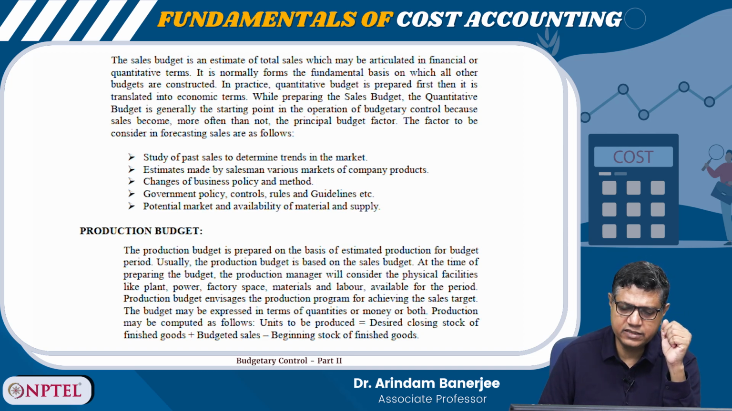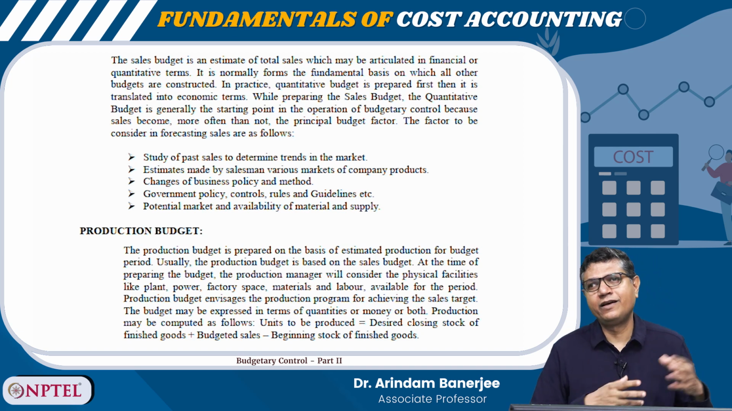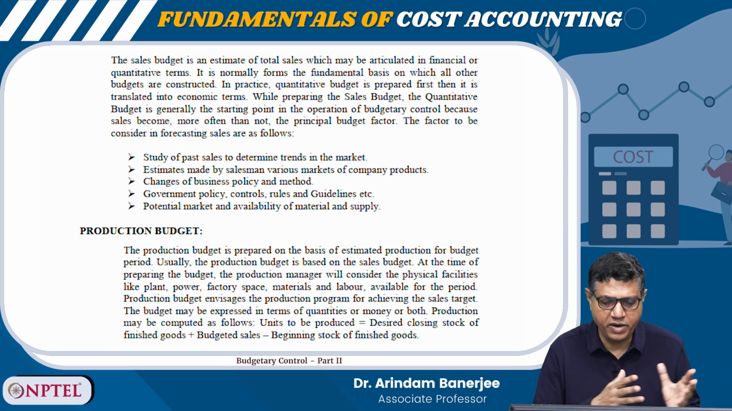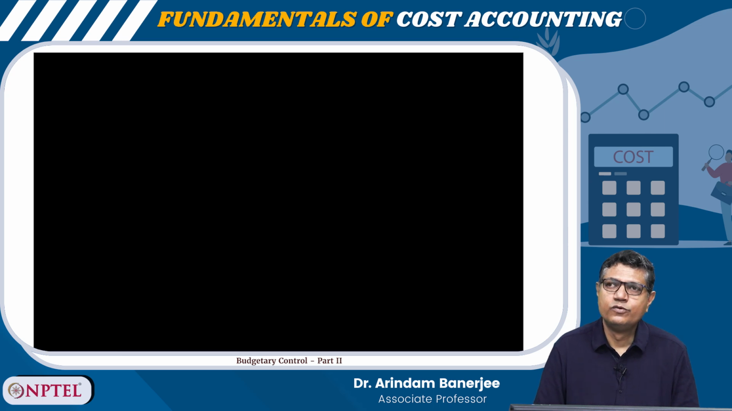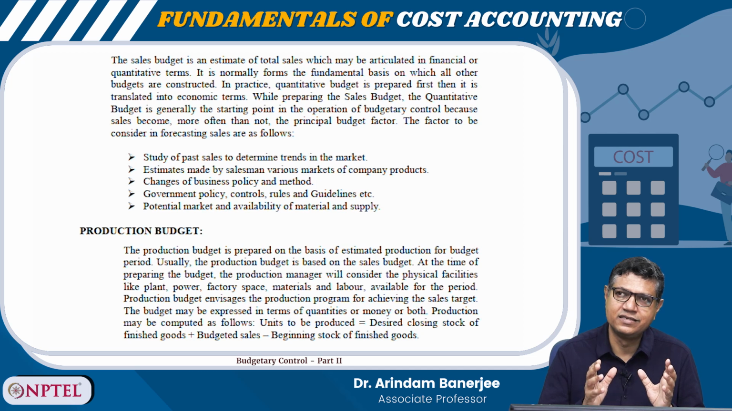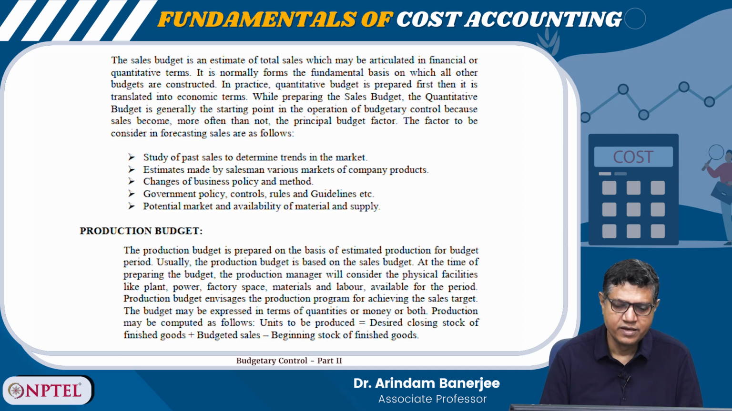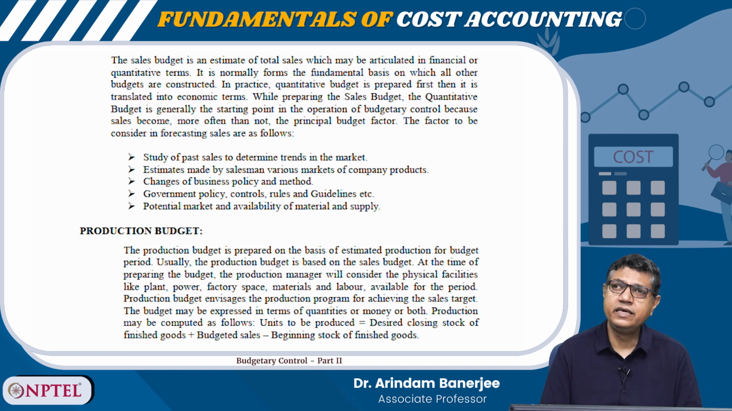Now, what are the factors? How does the sales team basically do it? Obviously, they take data from the historical figures. So, they see the past sales, right? Now, the salesmen who are active in the market have a kind of estimation, a kind of sense. They develop a certain sense because they are in the market. So, based on that, they give an estimation: okay, this much I think we will be able to sell. Then, is there any change in business policy or method, right?